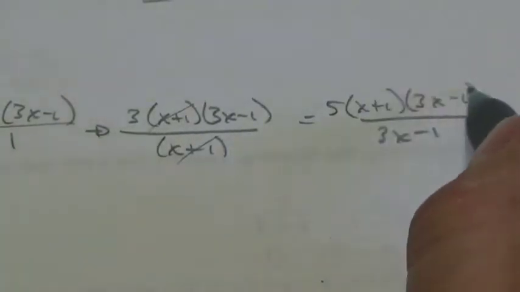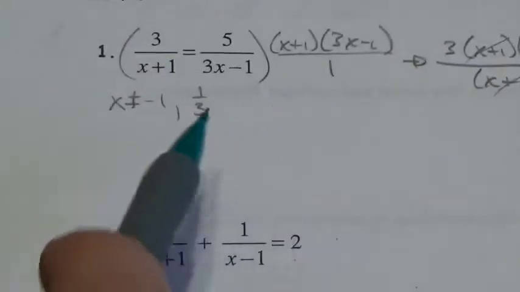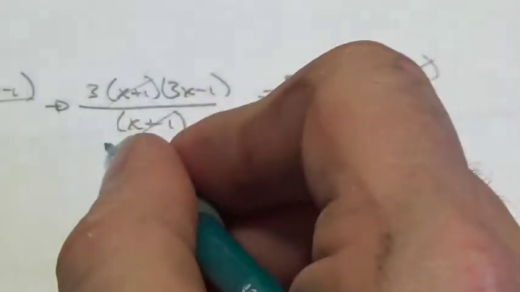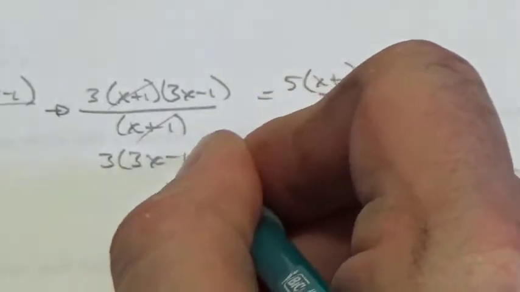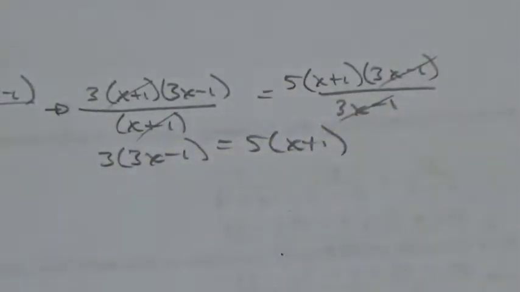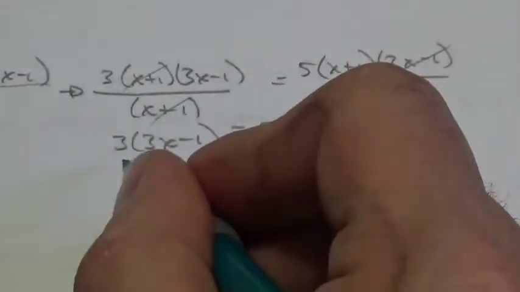On the right-hand side, I can cancel the 3x minus 1. That's true. I can cancel those so long as x can't equal 1/3, and I've already established x can't equal 1/3. So what I've done by canceling those out here is I've reduced this to a polynomial. More than that, I've reduced it to a linear. Okay? So now, to solve this, it's quite easy.